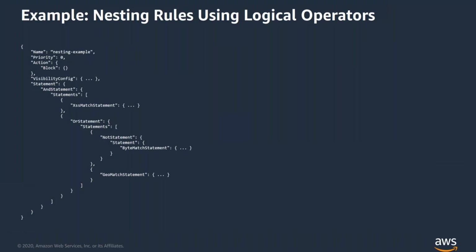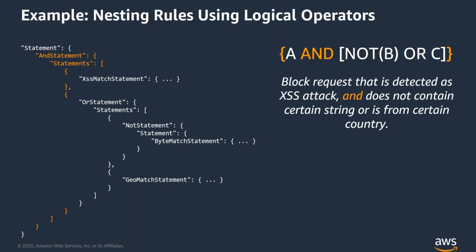So continuing our example, but this time we'll cover a slightly more complex case of nesting rule statements. In this rule statement, let's zoom into this portion where we're looking at the rule signature only. So this statement basically simply says that it will block the request that is detected as a cross-site scripting attack and does not contain a certain string or is from a certain country. Essentially, you are creating an exception around the cross-site scripting detection that we offer.